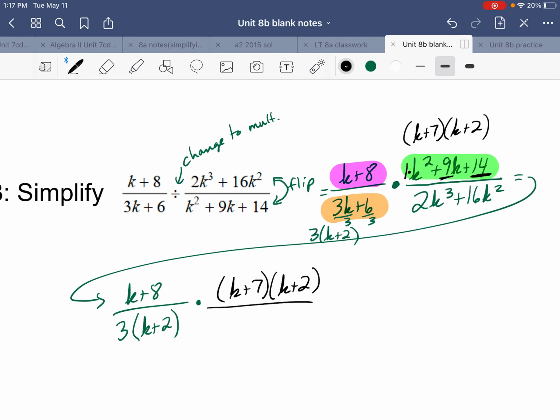And in the denominator, let's take a look at what we have here. We have a greatest common factor of 2k squared. And let's see, after we divide each term by 2k squared, we have k and plus 8. K plus 8 is a linear binomial. There's nothing else to do factoring wise. That's as small as you can break it down.